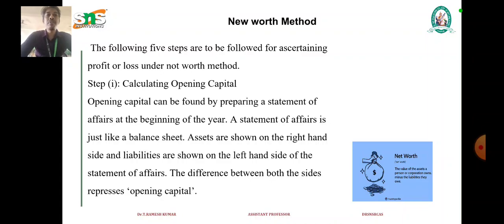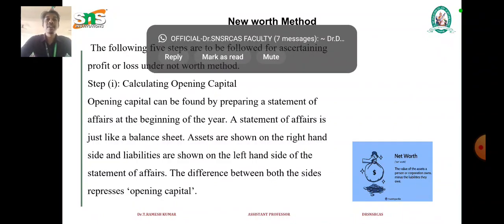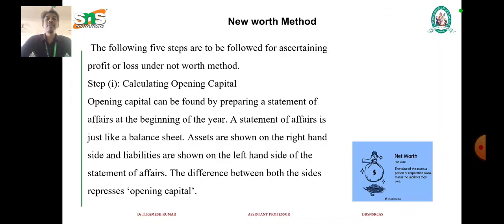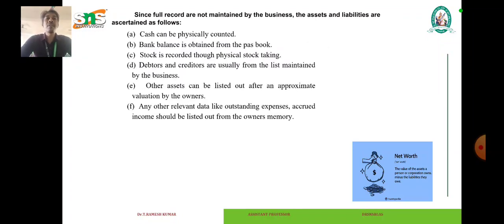Opening capital can be found by preparing a statement of affairs at the beginning of the year. A statement of affairs is just like a balance sheet. Assets are shown on the right hand side and liabilities are shown on the left hand side of the statement of affairs. The difference between both the sides represents opening capital. Since full records are not maintained by the business, the assets and liabilities are ascertained as follows.